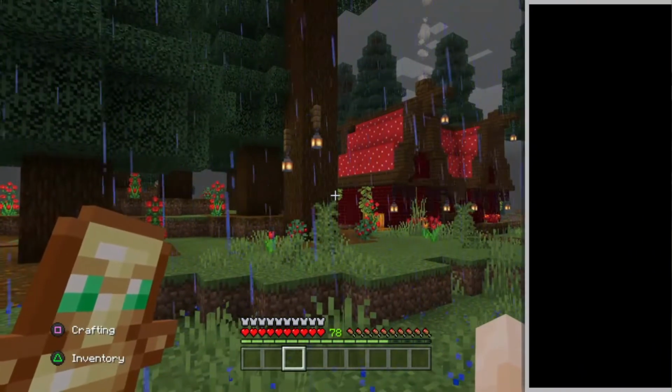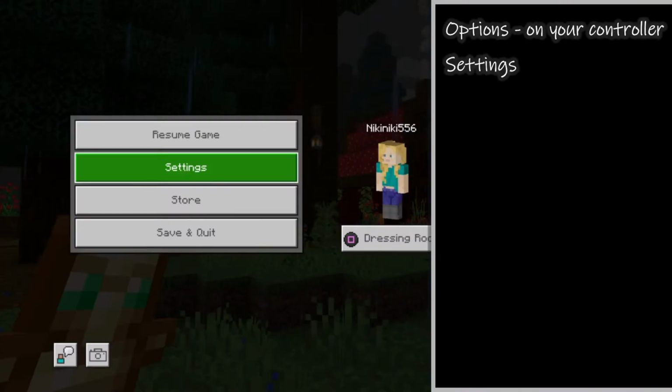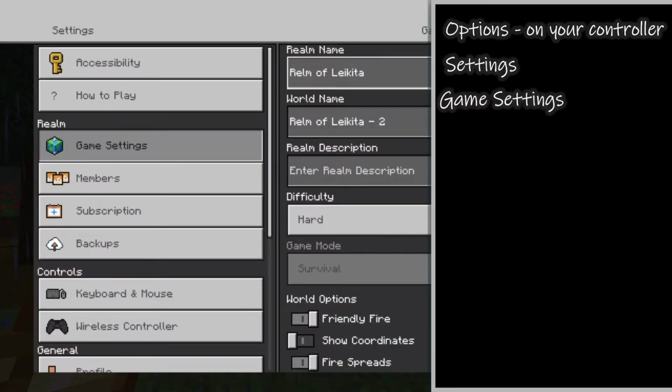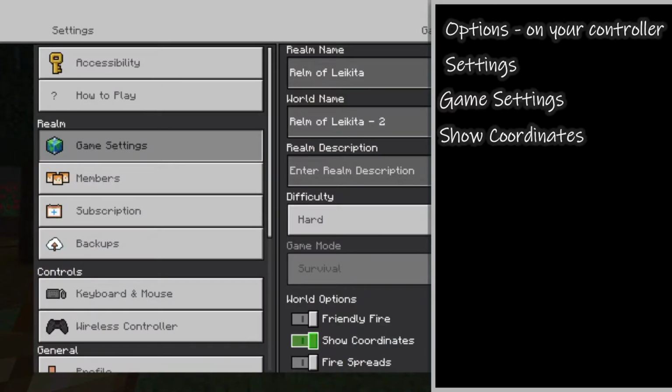To turn on your coordinates, press Options on your controller, go to Settings, then go to Game, then scroll down until you see Show Coordinates.